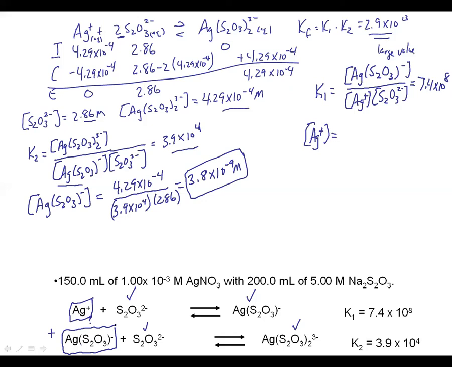Again, these two guys are pretty much just going to switch places. It's going to give us our concentration we just calculated, which is 3.8 times 10 to the minus 9, divided by our 7.4 times 10 to the 8, and our S2O3. Because we are using the K1 expression, there is no coefficient here, so that's why we did not square it. And if we do that, you will end up with 1.8 times 10 to the minus 18.